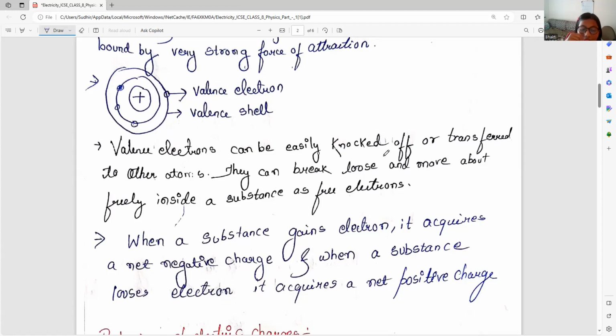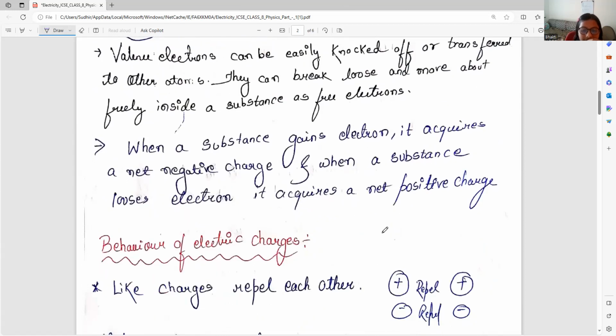Okay. When a substance gains electrons, it acquires a net negative charge. And when a substance loses electrons, it acquires a net positive charge. Now, what does it exactly mean? I will tell you guys. For example, this is one object. Now, this substance will gain electrons. How? There are three ways: either by friction, by conduction, or by induction.